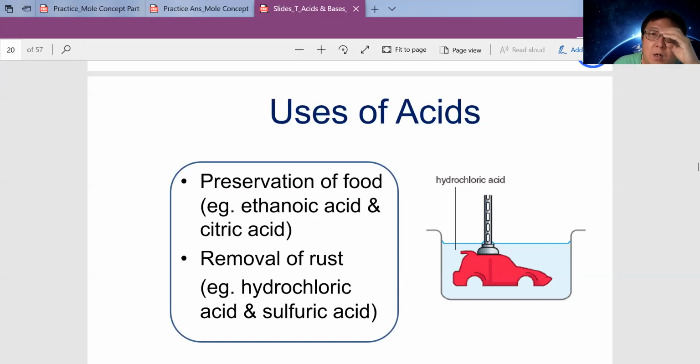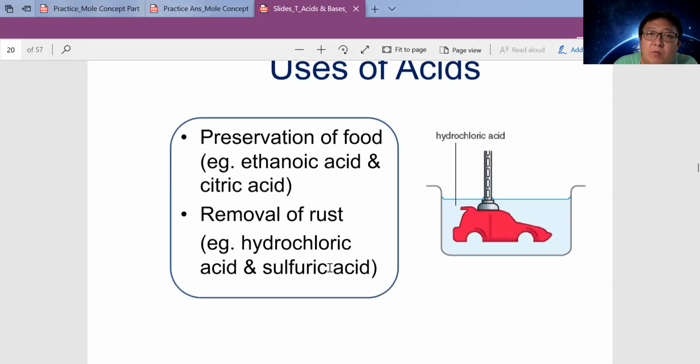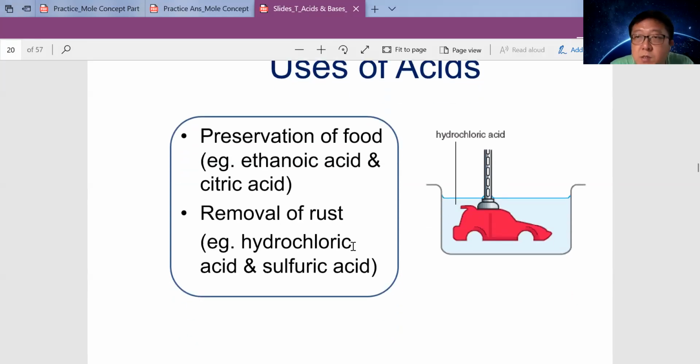Okay, so this is for preservation of food and removal of rust. Rust, you know what it is? Another thing: every lesson I need to drop things so you all can learn something new. Rust is iron(III) oxide, Fe2O3·xH2O. This one is rust.